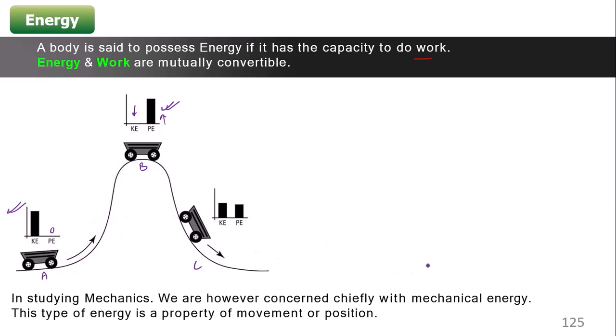We are mainly concentrating on the mechanical energy. So what is the form of mechanical energy? Mechanical energy is the kinetic energy and potential energy. These two energies are known as mechanical energy. And whenever I say there is a change in energy, that means I want to get an idea about the mechanical energy.